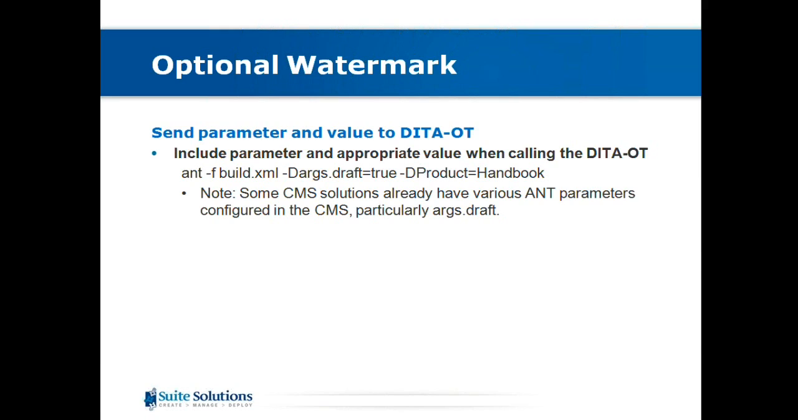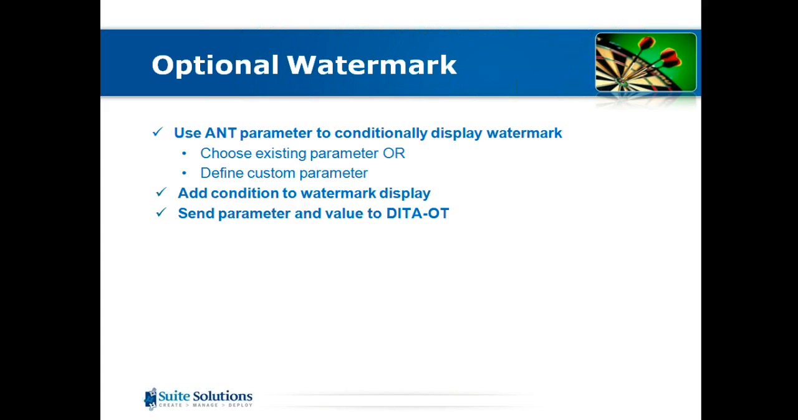So we've discussed using the AMP parameter to conditionally display the watermark, choosing an existing one or defining a custom one, adding the condition to the watermark display, and then finally making sure that that parameter and the value gets sent to the DITA OT. Back to our main topics, we've covered watermark design, how to actually include the watermark, and how to make that watermark optional based on your requirements.